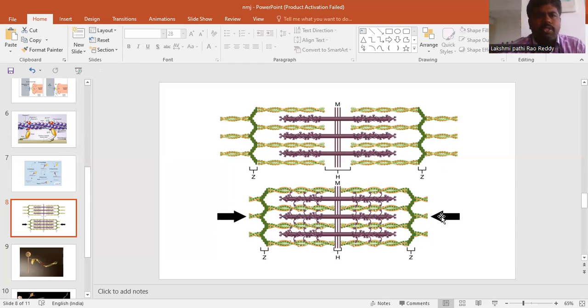Right. So once the head of the myosin activates, it binds with the actin filaments. When it binds the actin filaments, this causes contraction of the sarcomere.